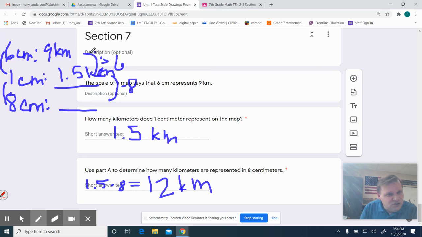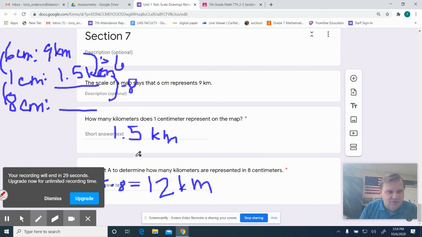So I'm looking for those scale factor relationships. What did I do to 6 to get to 1? I divided by 6. I have to do that same thing over here. Then I looked at this 1. What did I do to 1 to get to 8? Well, I multiplied by 8, and I have to do the same thing over there. If you can work these, you can do well on the test.